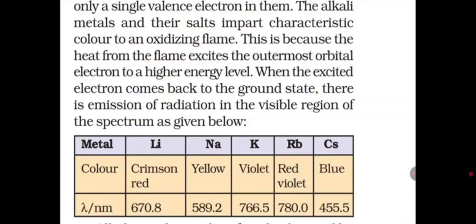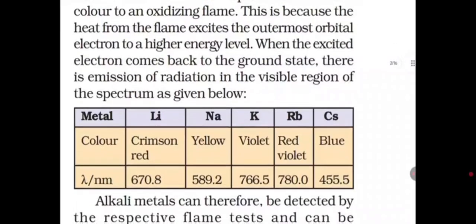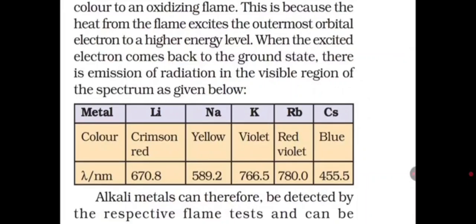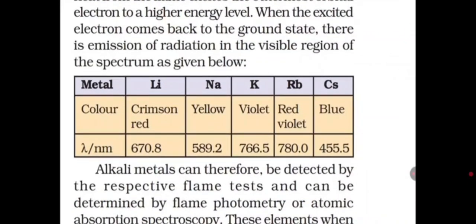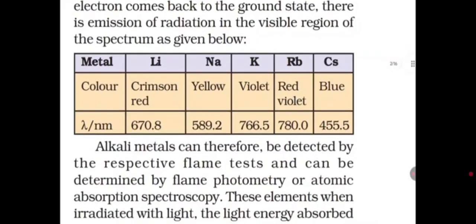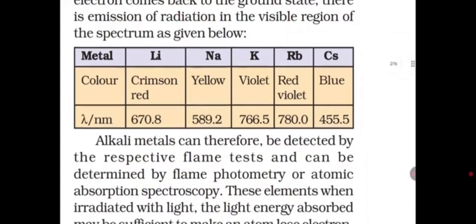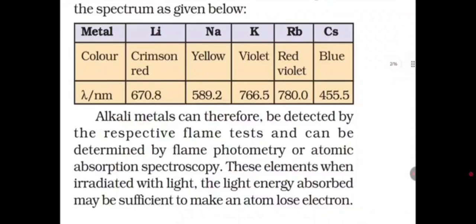The alkali metals and their salts impart characteristic color to an oxidizing flame. This is because the heat from the flame excites the outermost orbital electron to a higher energy level. When the excited electron comes back to the ground state, there is emission of radiation in the visible region of the spectrum as given below.